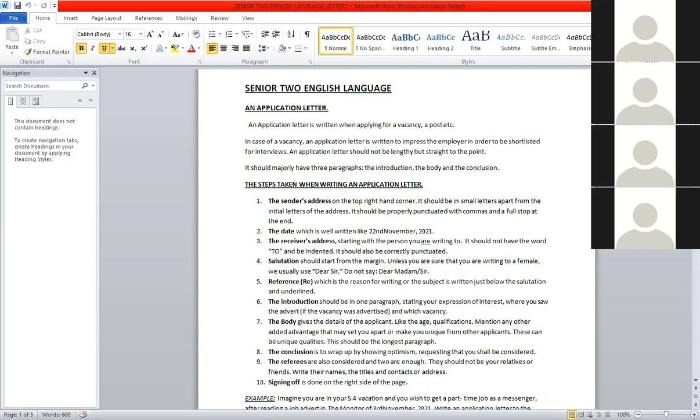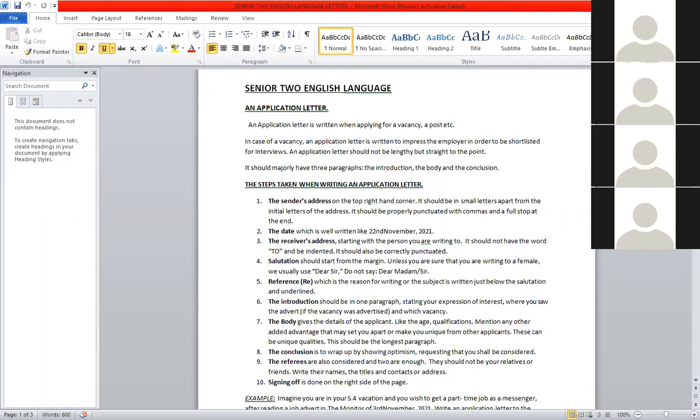So we are going to look at something different today. We are going to look at application letter, how to write an application letter. I know most of us have ever written application letters. Maybe you are applying for a post, you want to be a leader in your school, you want to be a prefect, maybe you want to get a job, something of that kind. So that's what we are going to look at.